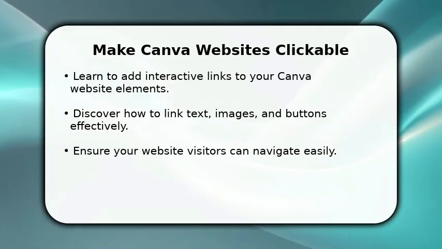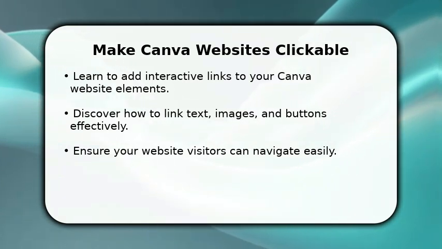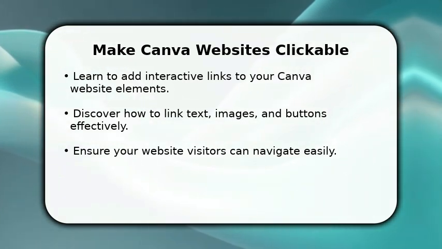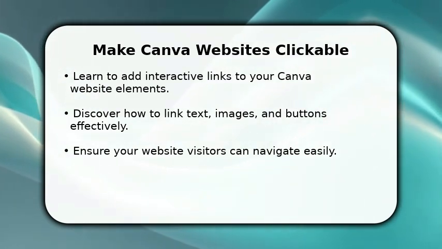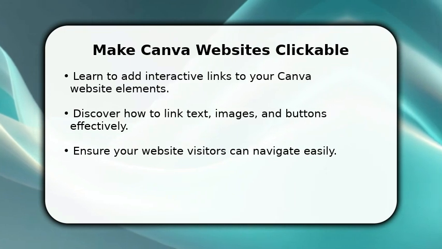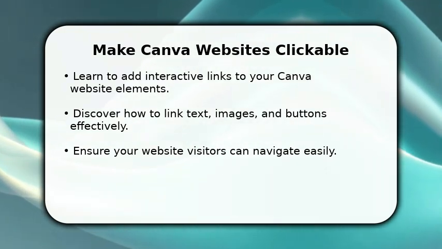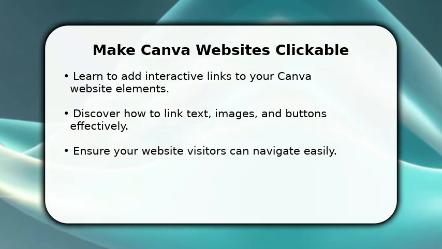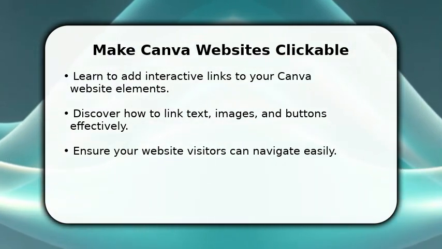In this video, I will explain how to make your Canva website clickable. First, open your Canva website design. Select the element you wish to make clickable, such as text, an image, or a button. Look for the link icon in the toolbar at the top of your screen. This simple step is crucial for creating an interactive experience for your visitors, guiding them smoothly through your content.